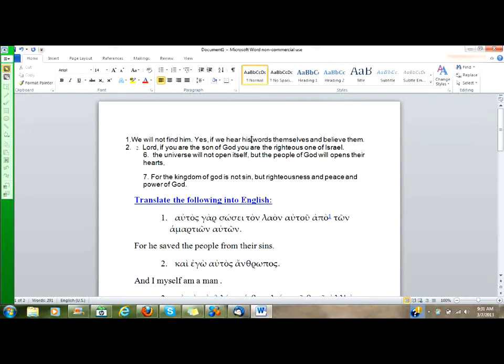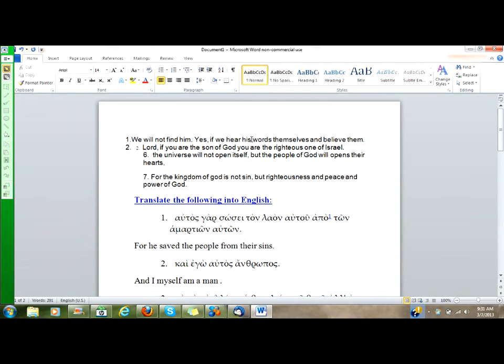Then we have a punctuation mark in the textbook. We have a dot above the line, which serves as a colon or a semicolon. Then we have the rest of the Greek, you are the righteous one of Israel. Our student here said "you are the righteous one of Israel," which is correct. So really the only issue here is this needed to be broken into two independent clauses because of the punctuation mark. And in the first clause, there is no word for "if," there is a word for "you are."